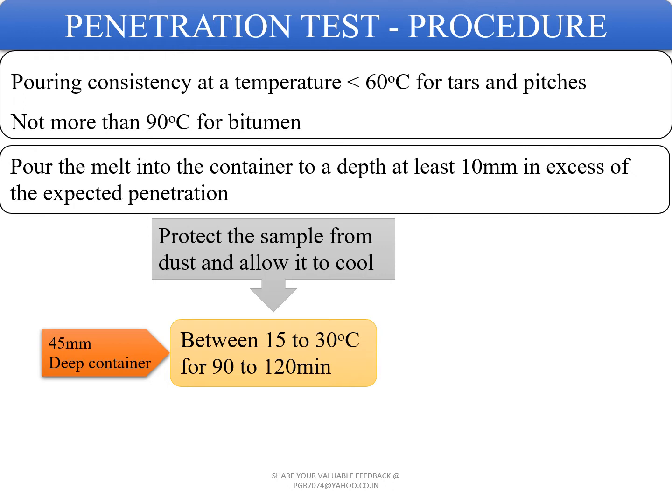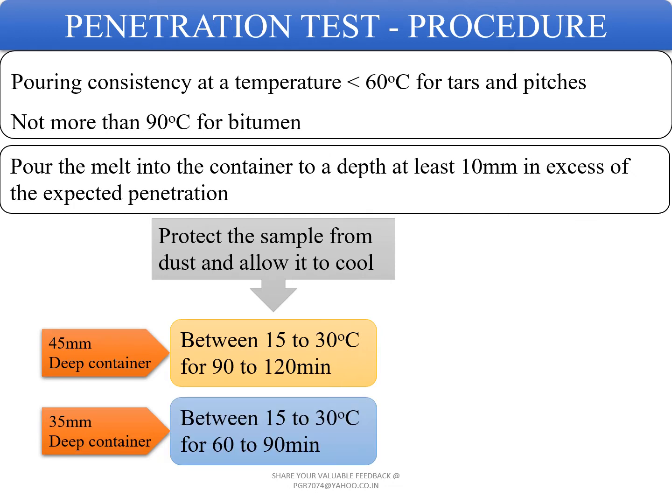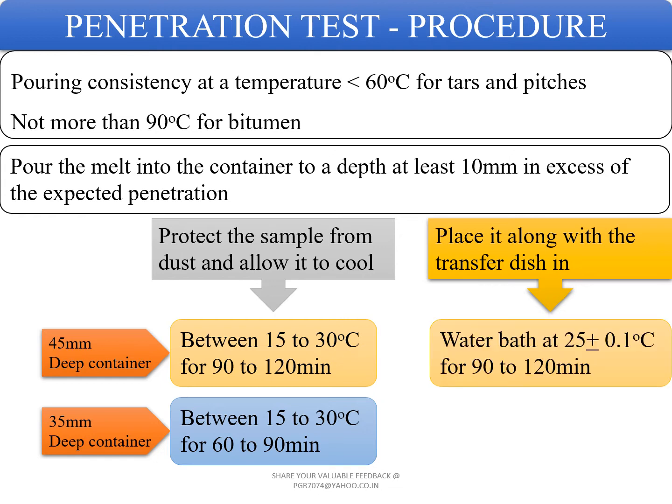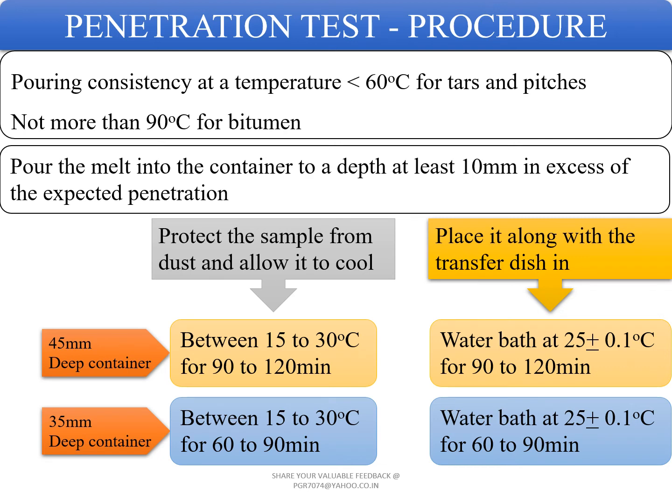Protect the sample from dust and allow it to cool in an atmosphere at a temperature between 15 to 30 degrees centigrade for 90 to 120 minutes for a 45 mm deep container, and 60 to 90 minutes when a 35 millimeter deep container is used. Then place it along with the transfer dish in the water bath at 25 plus minus 0.1 degrees centigrade and allow it to remain for 90 to 120 minutes and 60 to 90 minutes for 45 and 35 millimeter deep containers.